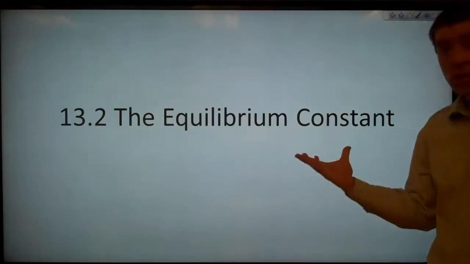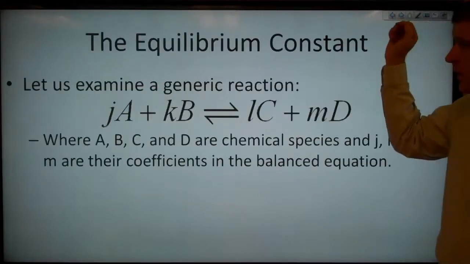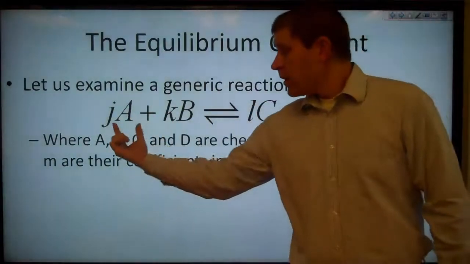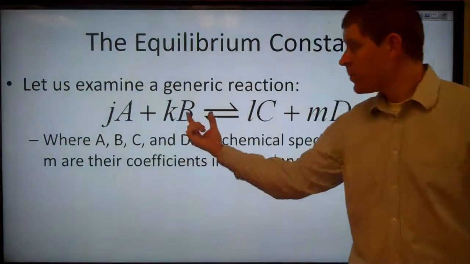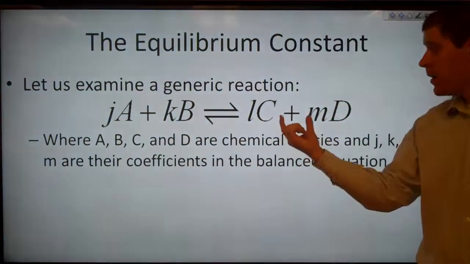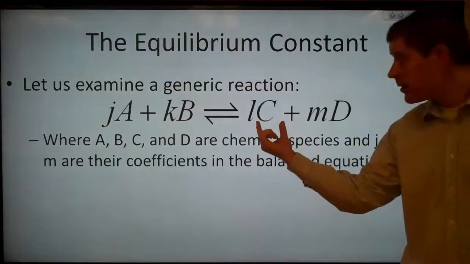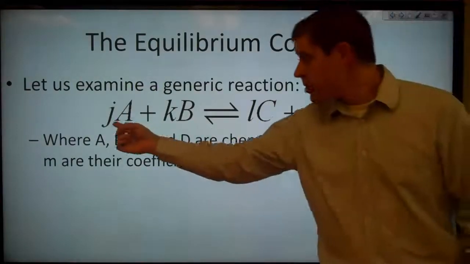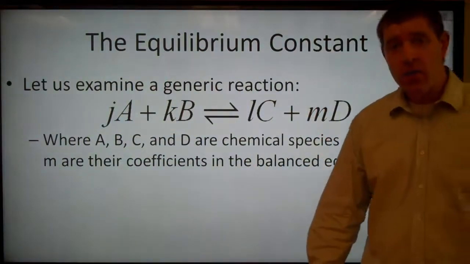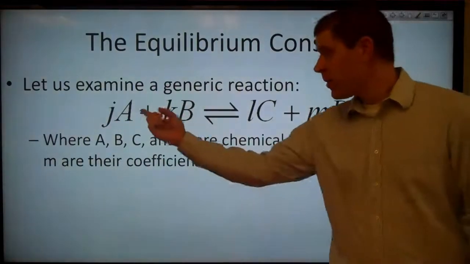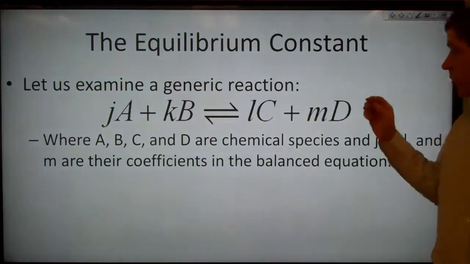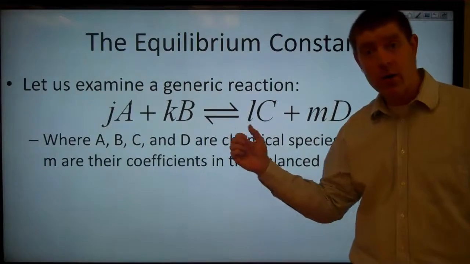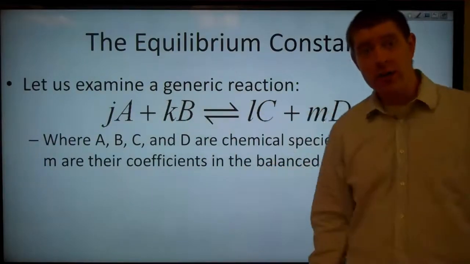Welcome to the equilibrium constant. So let's examine a generic reaction. We have some species A reacting with some other species B to give us some third species C and a fourth species D. And we have J, K, L, and M, which are the coefficients for A, B, C, and D respectively. Note here that we have an equilibrium, so we've got this double-headed arrow showing that both the forward and reverse processes are occurring.